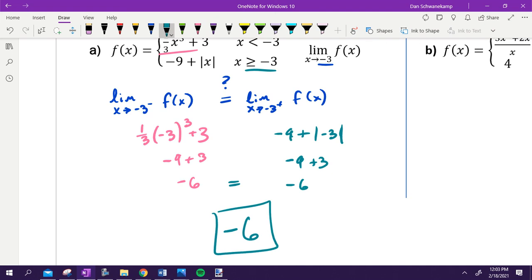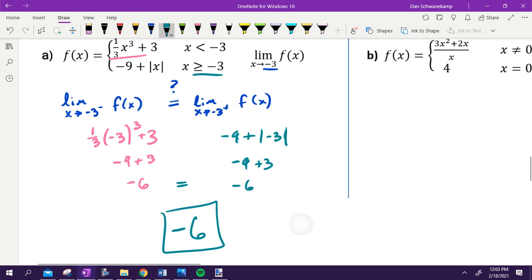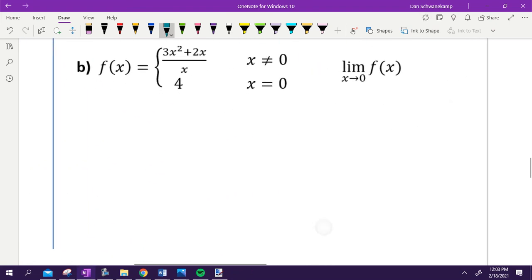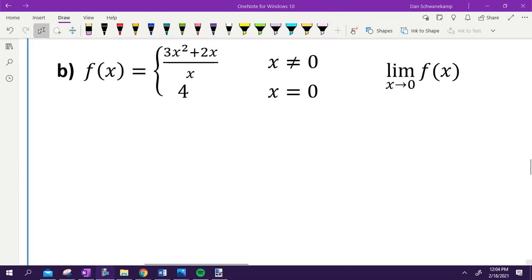What happens if they weren't equal? What would our answer be? D and E. It would be D and E. Let's go to the next one. Letter B. Find the limit as x approaches 0. Just talk with your neighbor for a second. Think about which equation you are going to plug into. What do we think? Which equation are we going to plug into? Top or bottom? Or both? The answer is just the top.